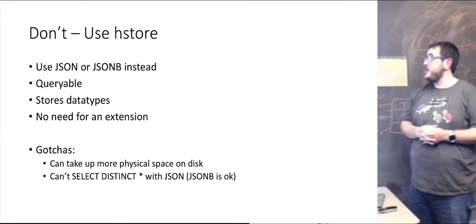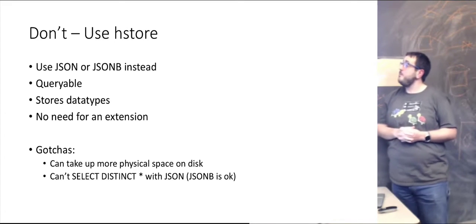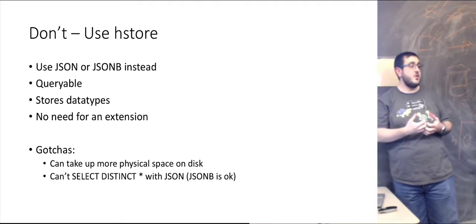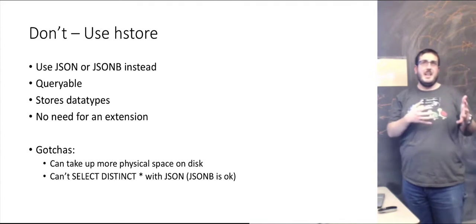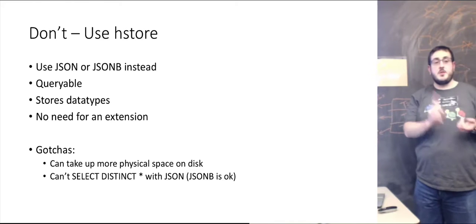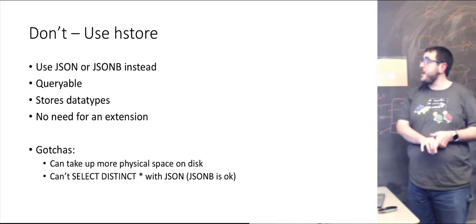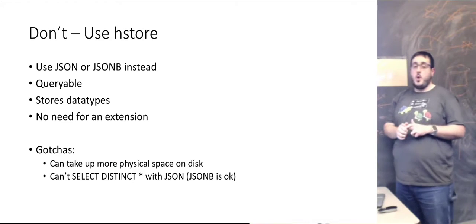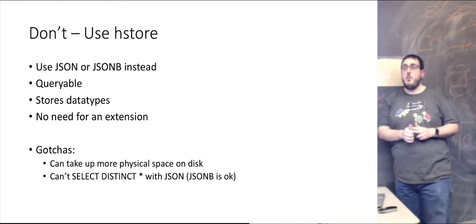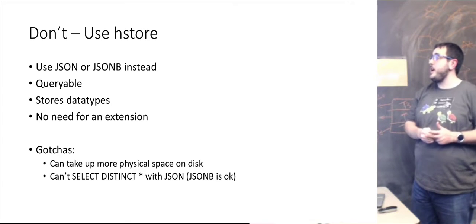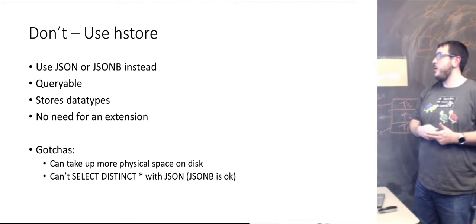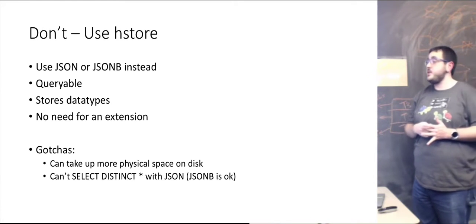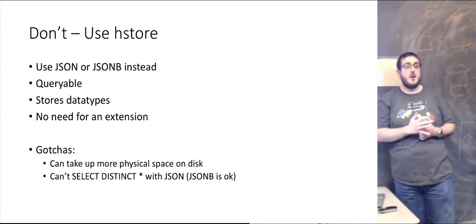A couple of gotchas: JSON and JSONB tend to take more space physically on the disk, especially because it's unstructured data. Postgres doesn't really have an optimal-ish way to store it like it has with a string or an integer. And if you are using pure regular JSON and not JSONB, there is no equality operator on it, which basically breaks down to you cannot say select distinct star if one of the columns in the table is a JSON column. JSONB is okay. Just something to keep in mind.